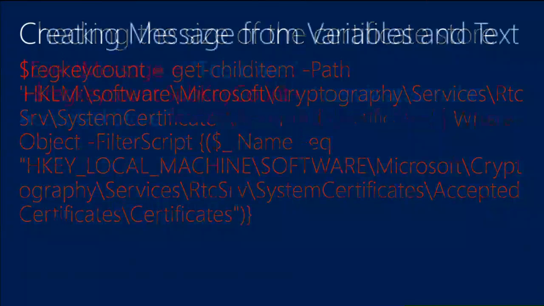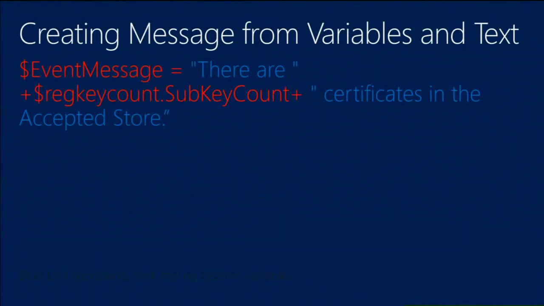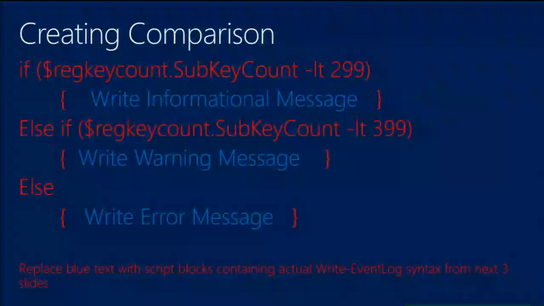Once we have that variable, we're able to create an event message. So we can then create our event message which basically says there are so many certificates within the accepted store. And then with that information we can put some logic around that to create our differing events.